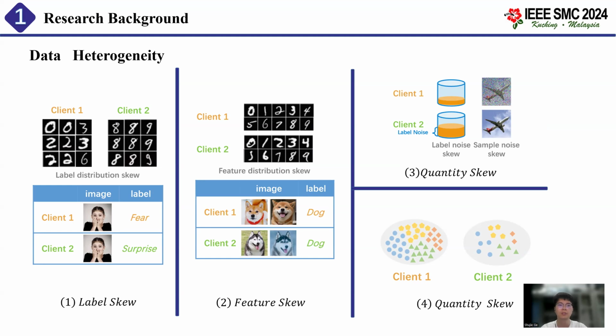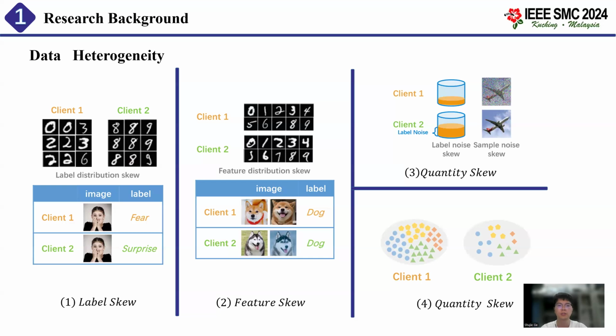Label skew occurs when the distribution of labels varies among participating clients. It is a common phenomenon in real-world applications where data collection or labeling practices are inconsistent.